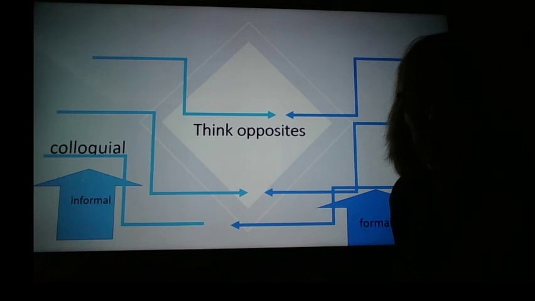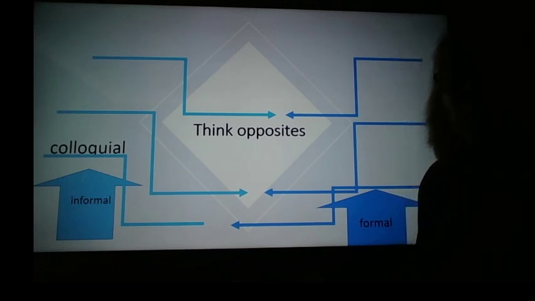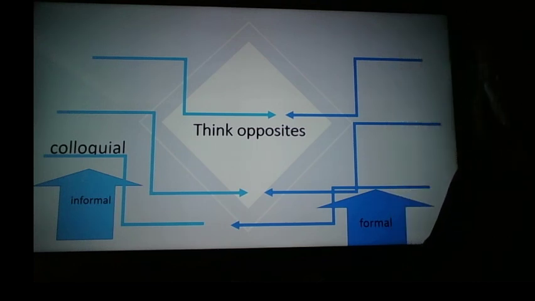Oh, hi Gasho, good to see you. We're just talking about the informal and formal language.